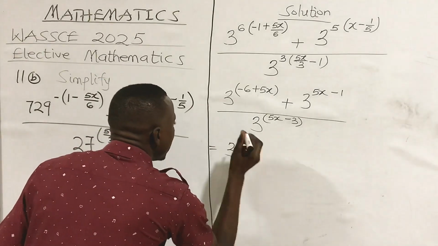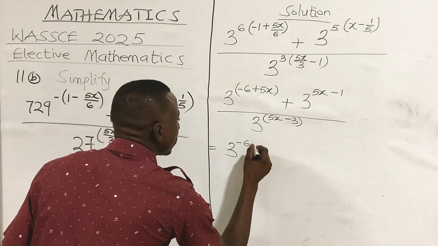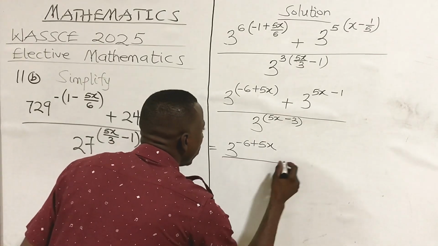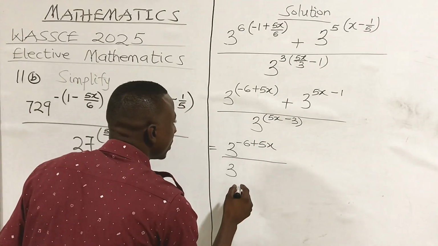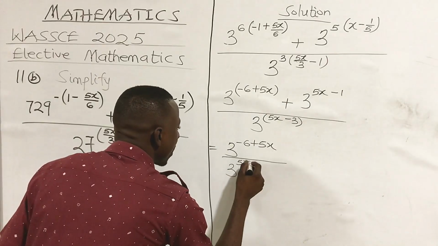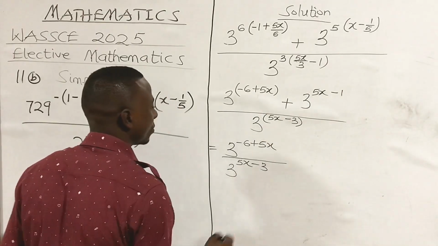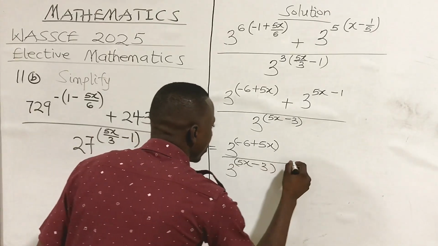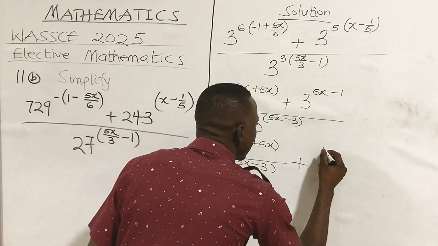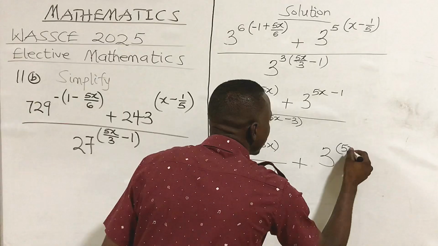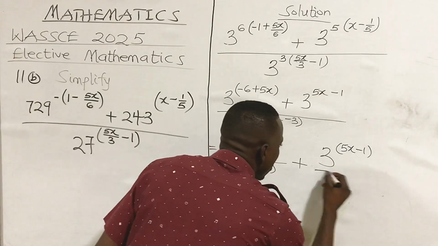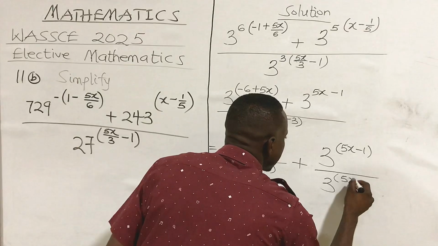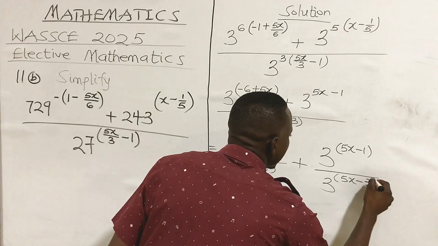So we have 3 exponent negative 6 plus 5x, all over 3 exponent 5x minus 3. So let me put it in a bracket. Plus, then we have 3 exponent 5x minus 1, all over 3 exponent 5x minus 3.